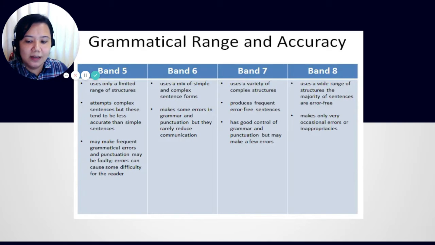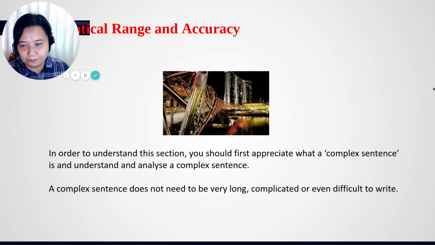For band 7, the answers use a variety of complex structures, and around 50% of the sentences are completely error free. So that is a good thing. And if you do have a band 8, the answers have a wide range of appropriate structures. Most of the sentences are completely error free. So if you're able to get all the main points, the main ideas in your writing, I'm very sure that you will be able to get a really good score.